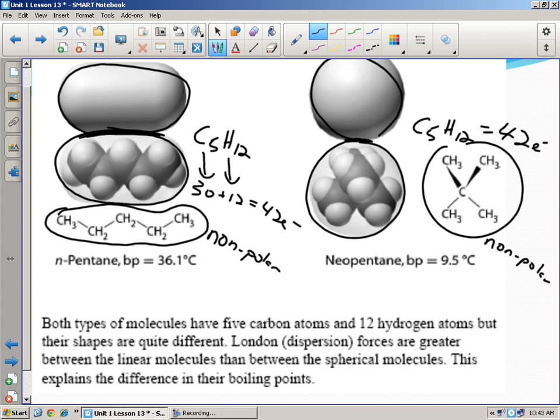True? Okay. So which one sticks together better out of these two? Which one has stronger London forces? It would obviously be that one. Yes? Okay. Now, look at both of these for a second here. Look at their boiling points here. Okay? And I want you to go with me on a journey.